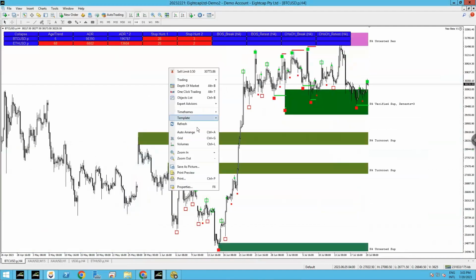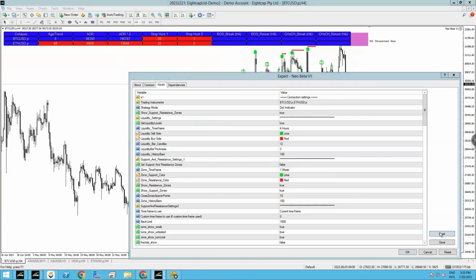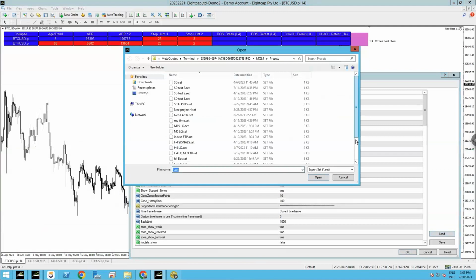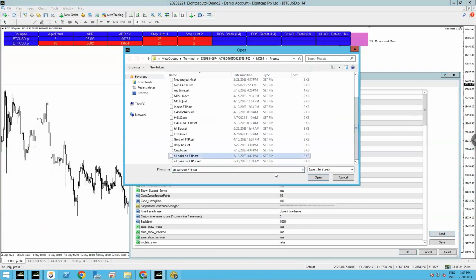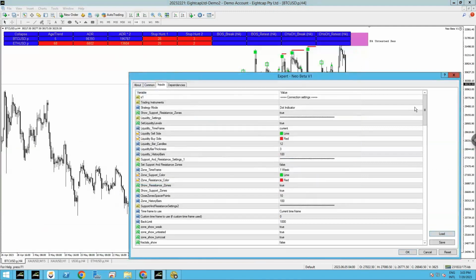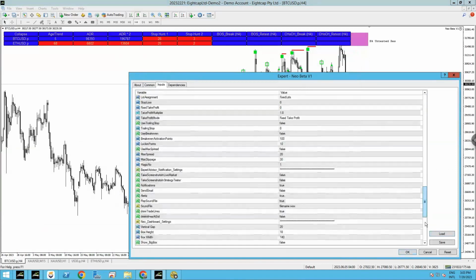Yeah. And now if I go back to my expert advisor, go back to properties, and then go back to load, and I've just saved it as all pairs. So right there for Funded Trader Plus, I just go to okay. And now you can see all of the pairs are back there. And if I go to okay, now it's going to switch on all the alerts.